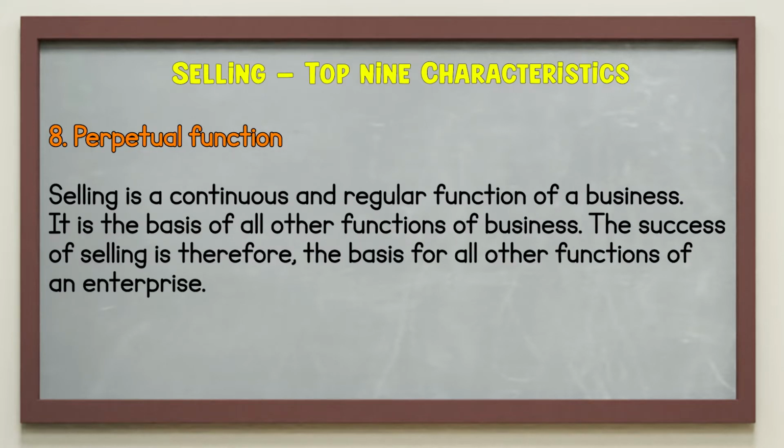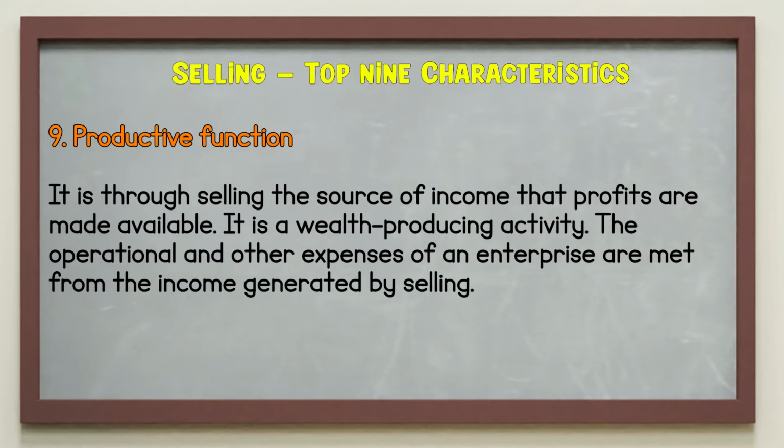8. Perpetual function. Selling is a continuous and regular function of a business. It is the basis of all other functions of business. The success of selling is therefore the basis for all other functions of an enterprise. And number 9, productive function. It is through selling the source of income and profits are made available.